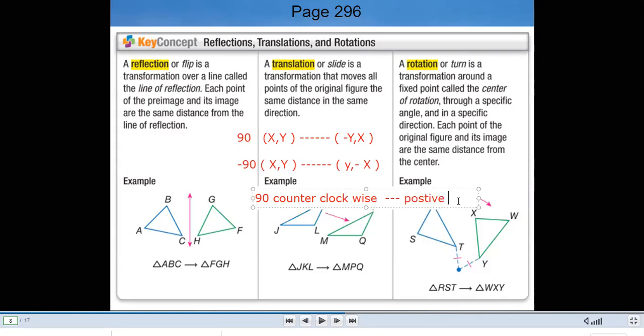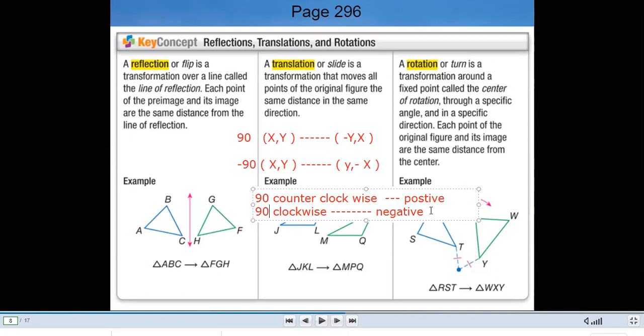Okay, but you want to check if you understood already the directions, clockwise and counterclockwise. If we say 90 clockwise, that means negative 90. Negative. Yes, that means negative. Okay, so once you have 90 clockwise, we have to translate.